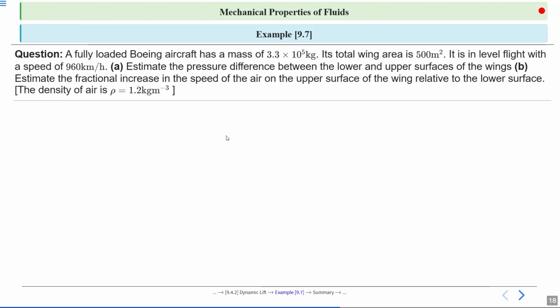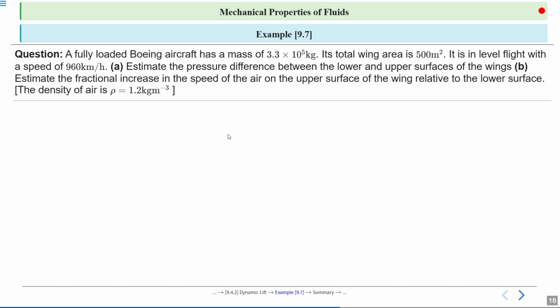Example 9.7. A fully loaded Boeing aircraft has a mass of 3.3 × 10^5 kg. Its total wing area is 500 m². It is in level flight with a speed of 960 km per hour. A. Estimate the pressure difference between the lower and upper surfaces of the wings. B. Estimate the fractional increase in the speed of the air on the upper surface of the wing relative to the lower surface. The density of air is ρ = 1.2 kg/m³.